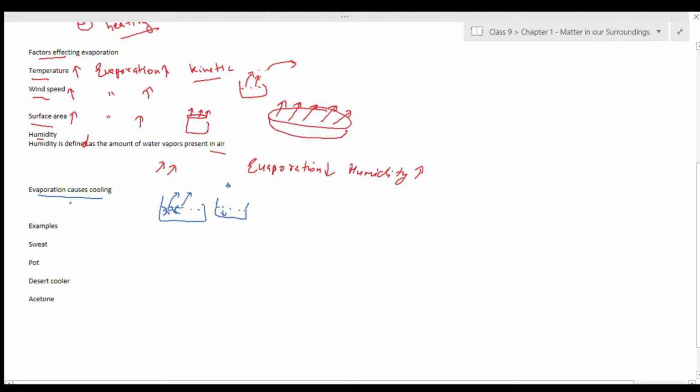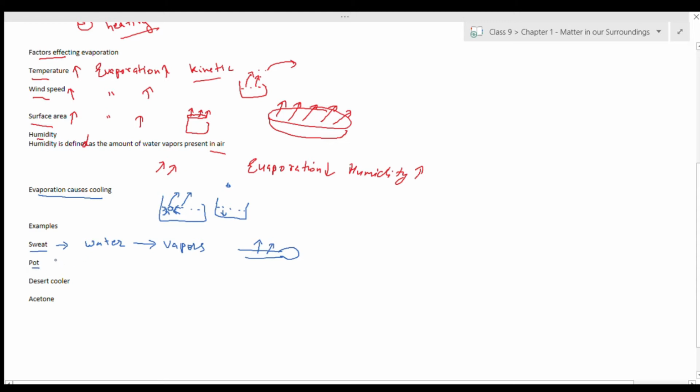Few examples where this property of evaporation comes into play are these. The first one is sweat. When we sweat in summer, we see some water droplets on our body. These water droplets are evaporated as the wind blows, and these convert into vapors. In doing so, the water absorbs energy from our body, reducing the amount of energy on our skin, and that is why we feel cooler.